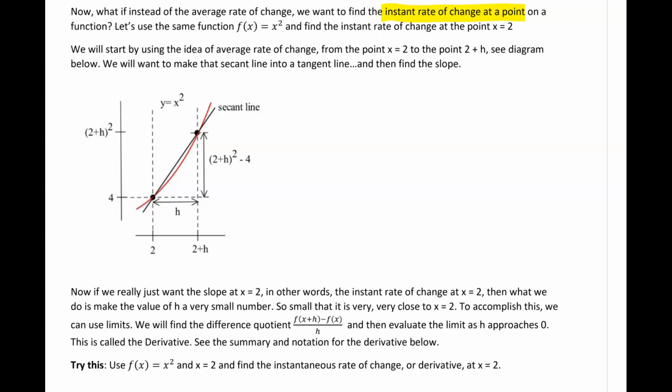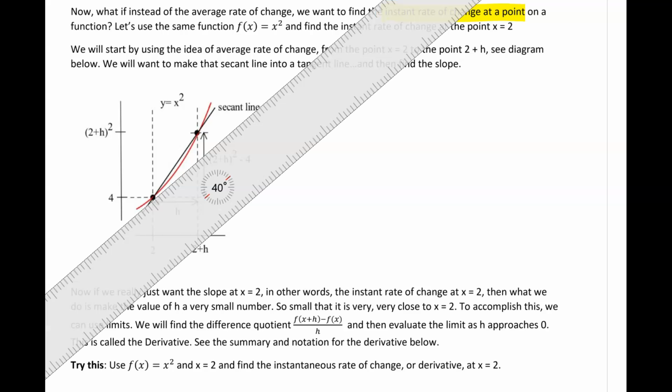So we have a drawing here that shows the function x squared, and right now we've got 2 points on here and a secant line drawn. So if we were to use our difference quotient, we would be finding the average rate of change between these 2 points. So what we want to do is get it to where we can find the instant rate of change at just 1 point.